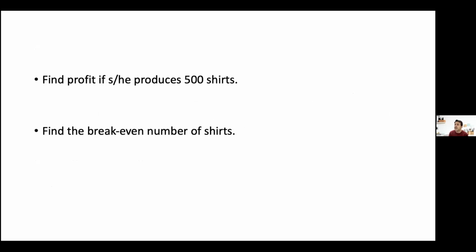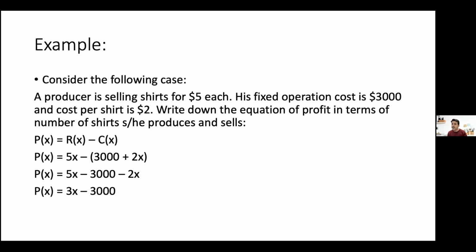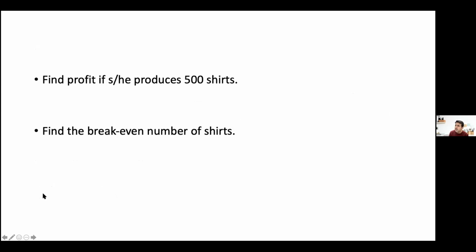Please try to answer the other parts. Find the profit if we produce 5,500 shirts. You have the formula, you just need to put that number for X and solve it. Find the break-even point. For the break-even point, you need to put 0 for profit and find X. Put this whole thing equal to 0 and solve it, and that would be the break-even point. And if you have the number for production, you can put it there and find P, which is profit. So these are these two parts.